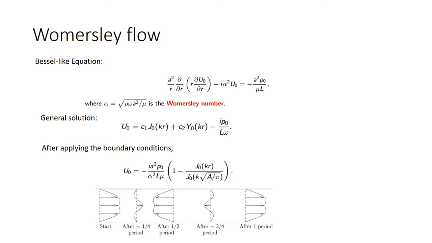We can obtain the general solution with the Bessel functions J0 and Y0, which are the first kind and second kind of Bessel function. After applying the boundary conditions, we can obtain a new profile. That is the Womersley flow as shown here.